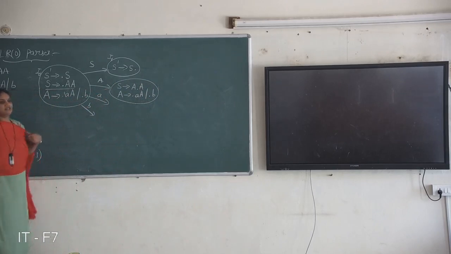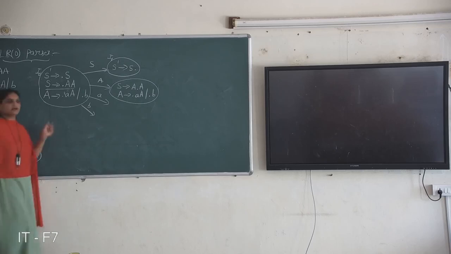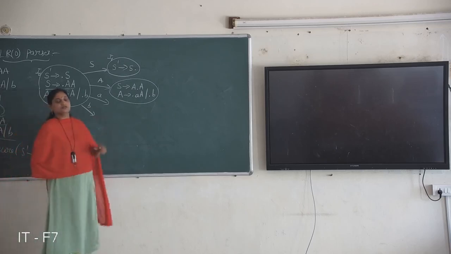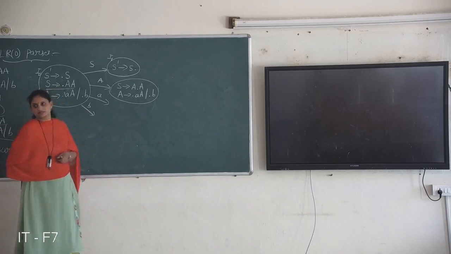We have to do the transition, and at the same time we can also perform the closure operation. The closure operation is nothing but, after that if there is a non-terminal, include that non-terminal's productions.